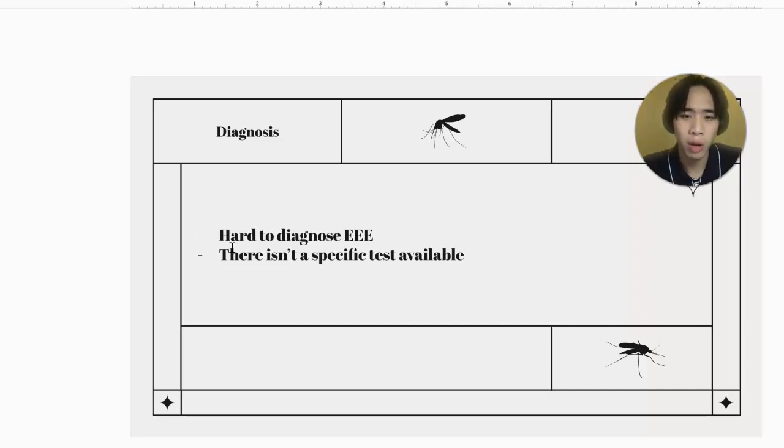From there, the provider can do tests such as blood tests to narrow it down, because the symptoms are similar. Like I mentioned before, it's almost like the flu. Symptoms like chills, high fever, muscle pain, vomiting, and diarrhea all sound like the flu. But what could help us is a spinal fluid test, and from there, your provider can test if there are any antibodies.